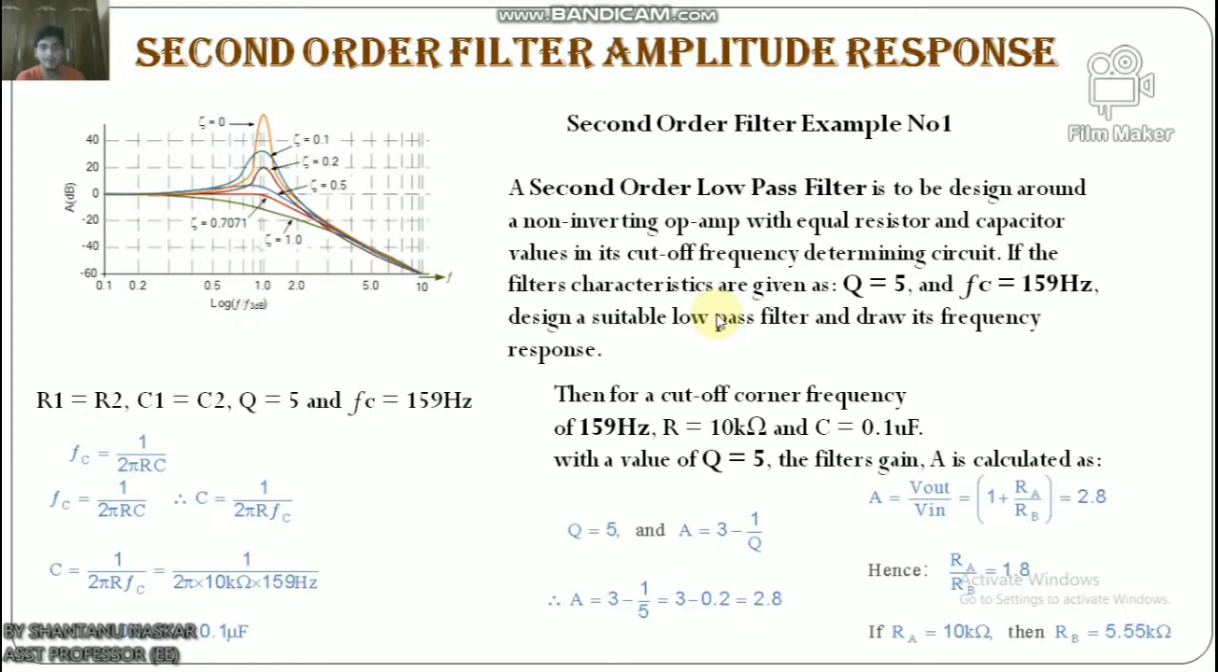Then somewhere in between zeta equals 0 and zeta equals 2.0, there must be a point where the frequency response is of the correct value. This filter is called critically damped and occurs when zeta equals 0.7071, this value, red color.